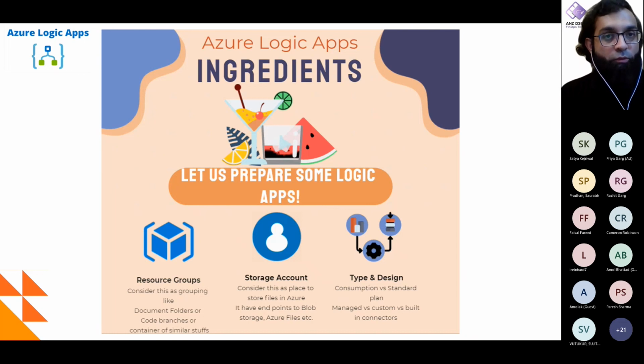The first is the resource group. A resource group is nothing but a logical container. It can be a container of all the logic apps in it. It can be a container of all your production logic apps. It can be a container of, maybe, your US region's logic apps versus your Australia region logic apps. So it's sort of a grouping of items together.